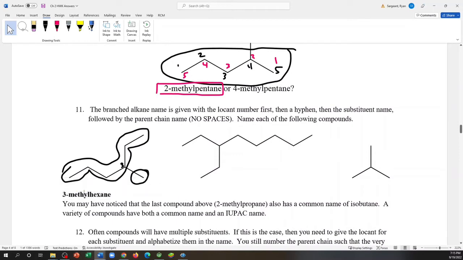Notice how the numbers and letters are separated by hyphens. Here we are also looking for the parent chain. So 1, 2, 3, 4, 5, 6, 7, 8. So this is some type of octane.